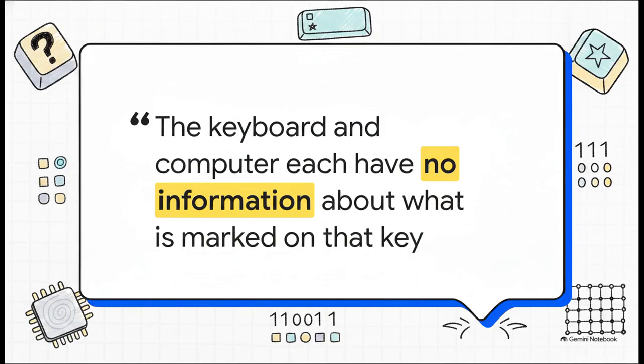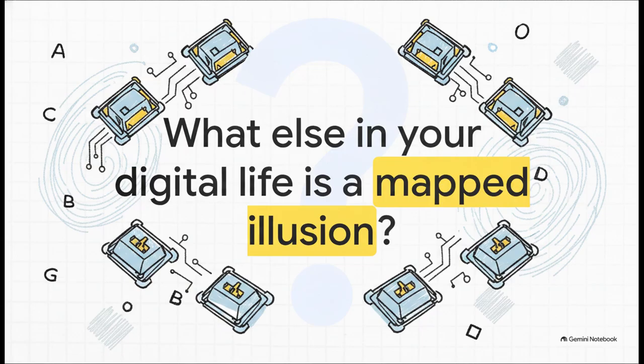The keyboard itself has absolutely no idea what letters are printed on its own plastic keys. It only knows grid coordinates. It's just wild to think about, isn't it? That piece of plastic you interact with all day long is entirely blind to the alphabet. It's literally just a matrix of electrical switches waiting for your operating system to give it meaning.